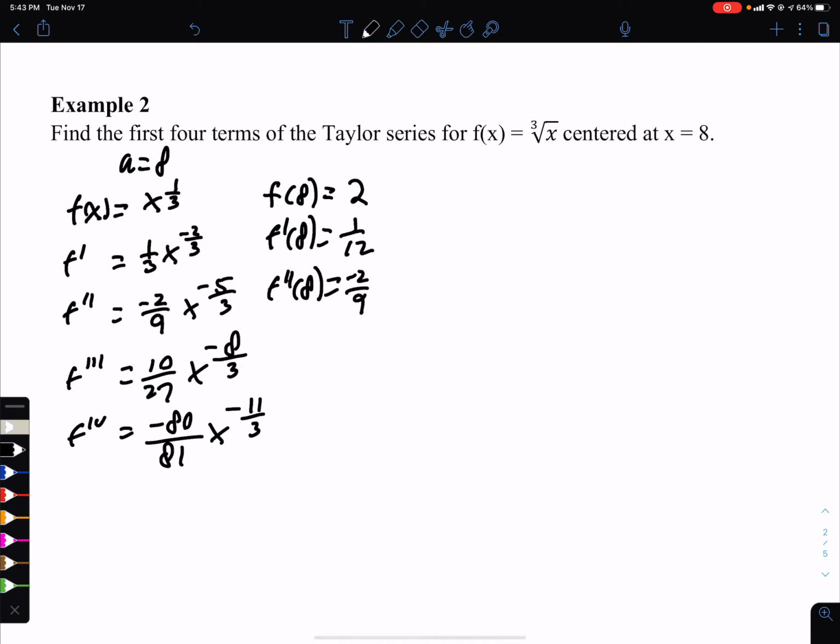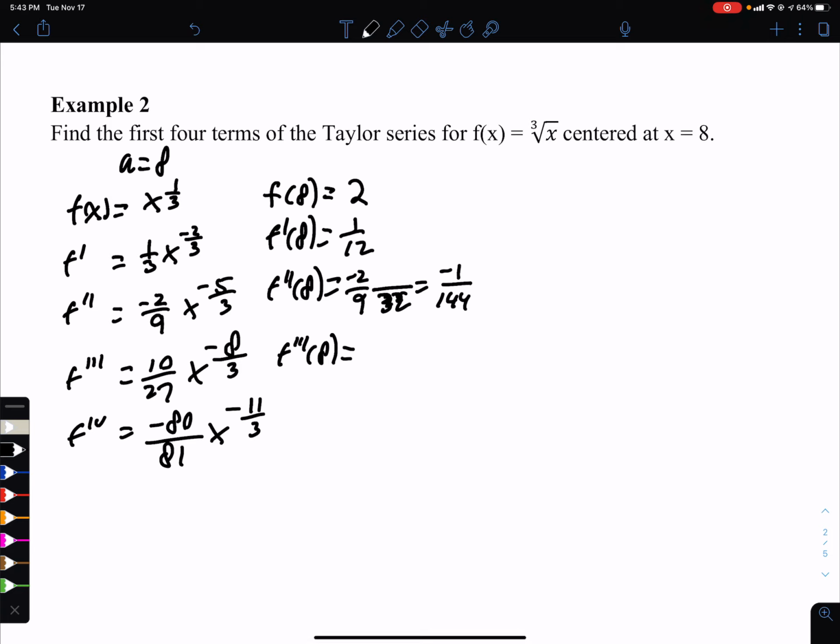Negative 2/9. So I'm going to put 8, whose cube root is 2. So it's 2 to the 5th, but that's going to be in the denominator because it's a negative 5. So 2 to the 5th, 2, 4, 8, 16, 32. So that's 32. That 2 on top is going to cancel. It'll be 16 times 9 on the bottom. I think that's 144. Let's do one more of these because this is getting too crazy for me.